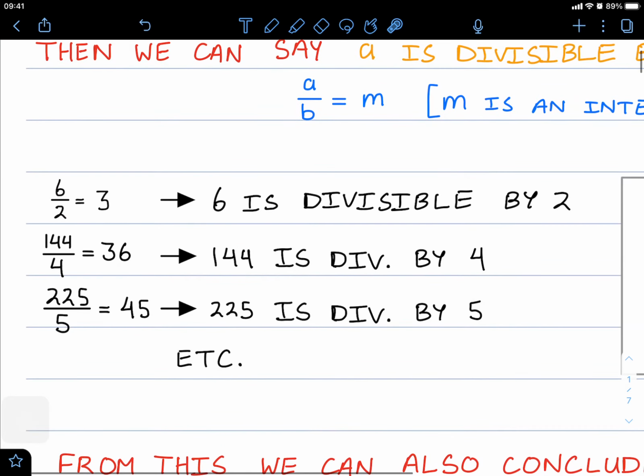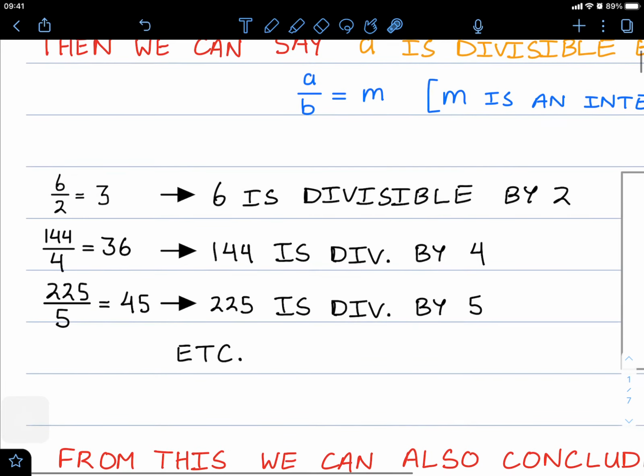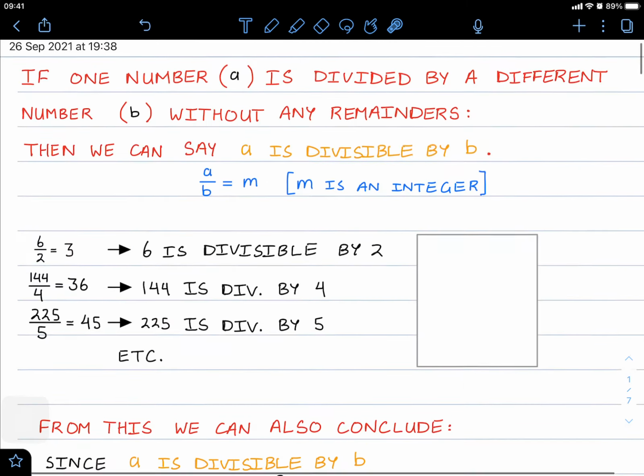For example, 6 divided by 2, we get 3. We can say that 6 is divisible by 2. If we do 144 divided by 4, we get 36. That's a whole number, so we can say 144 is divisible by 4, and I think you get the idea.